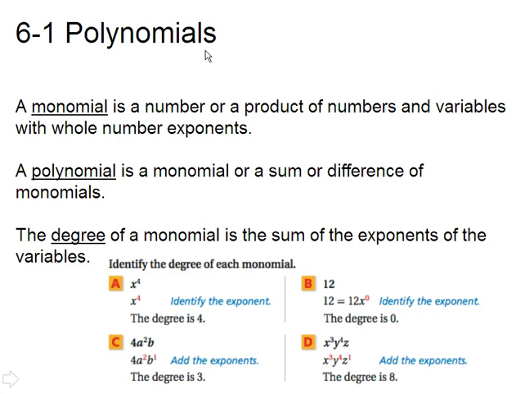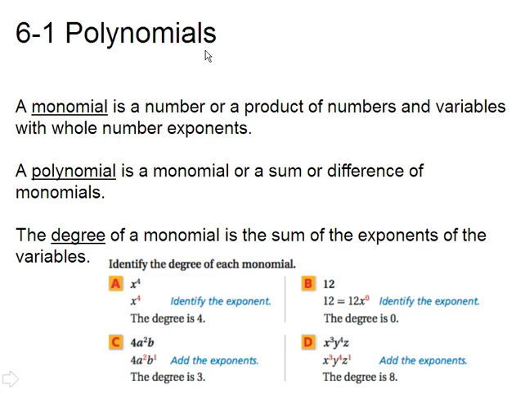I just wanted to go through Chapter 6, Section 1 with you. We are starting a chapter on polynomials, and we need to talk about a few terms here first of all, and we'll get into some different things with polynomials here, adding and subtracting them.